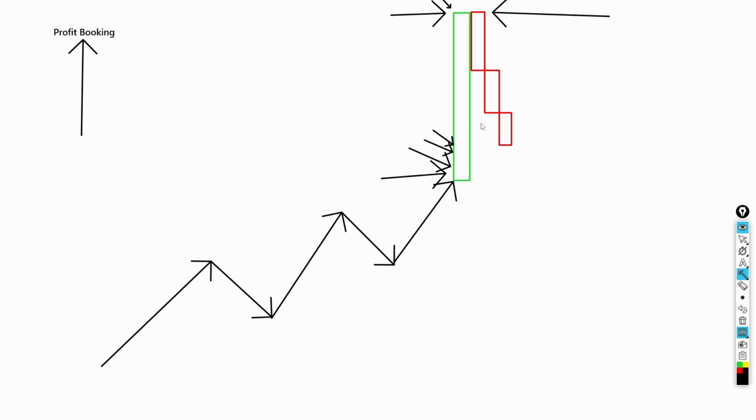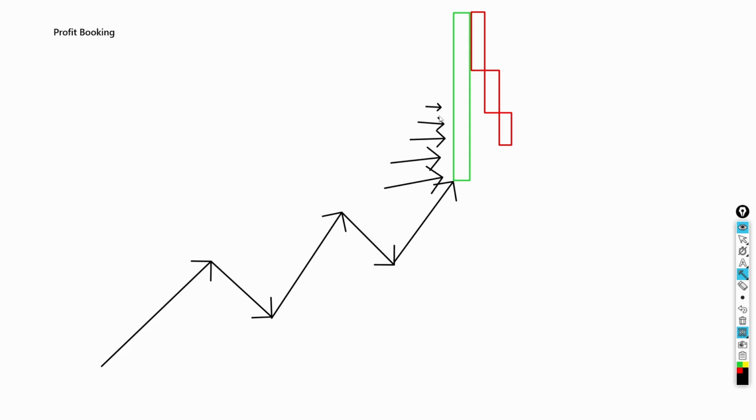So the second reason is when traders start booking profit, the price will have to reverse because it increases the pressure on the opposite side. Previously, the buying pressure was huge, but at this point, because of profit booking, the selling pressure is high, so the price needs to go in the downward direction.